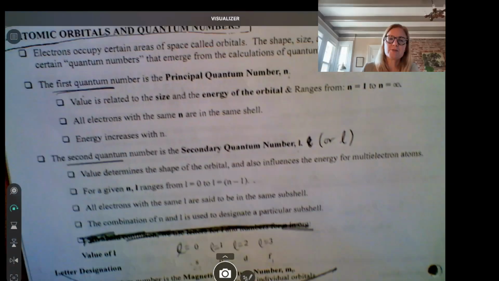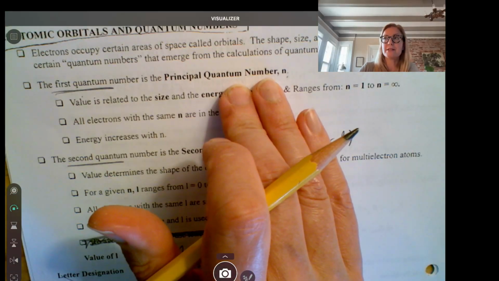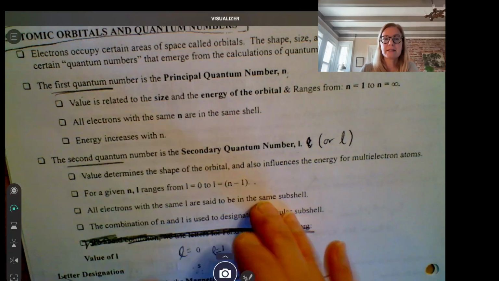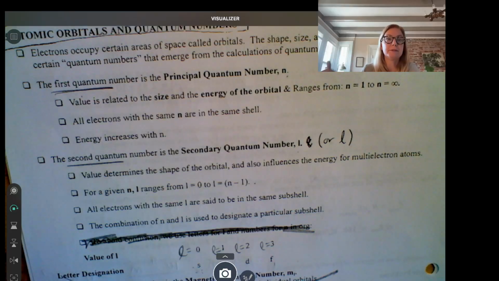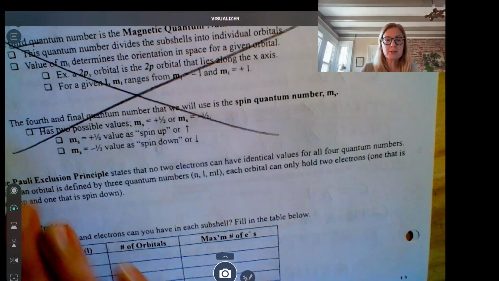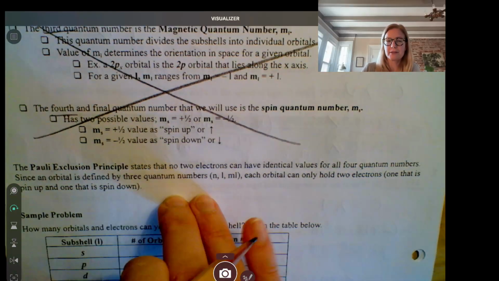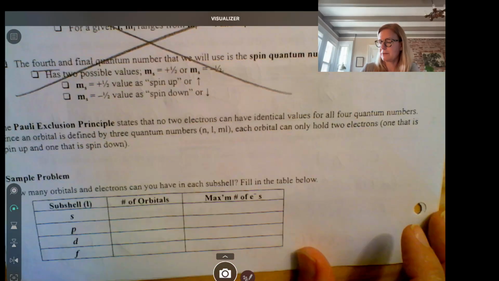For our purposes, you just need to know the first quantum number is the energy level. The second quantum number corresponds to the sublevel. Okay, S, P, D, F, whatever. The Pauli exclusion principle actually reappears on a later page, so I'm going to hold off on talking about that right now.